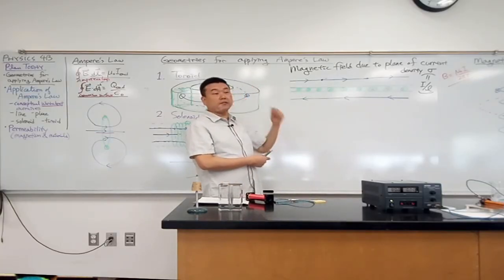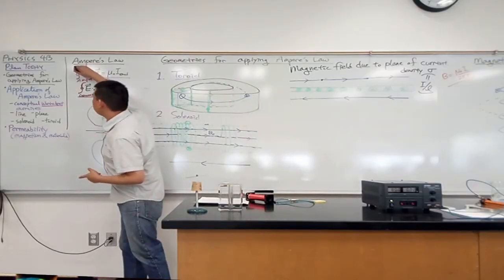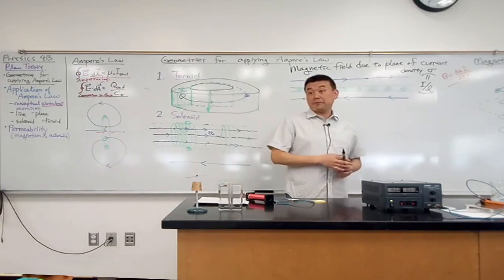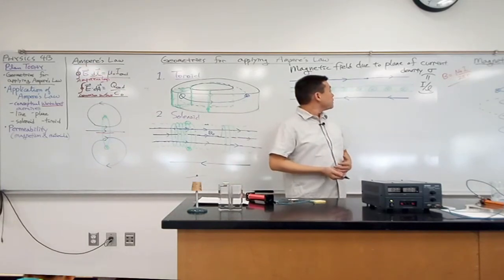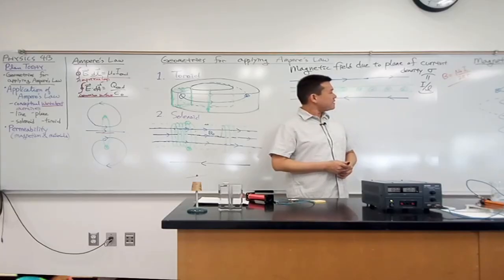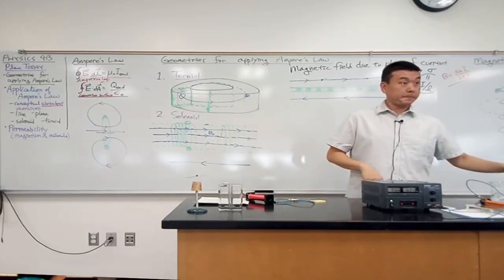And I can't do that. This is a non-negotiable part. I have to have a closed loop. That's a non-negotiable part of applying Ampere's law. I have to close the loop. So any suggestions on what kind of path I should pick? Katie?